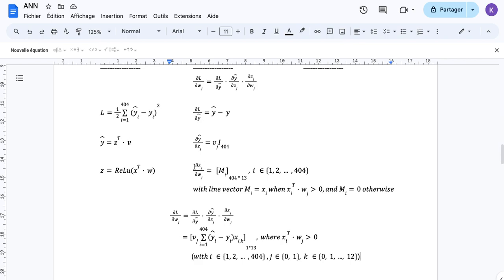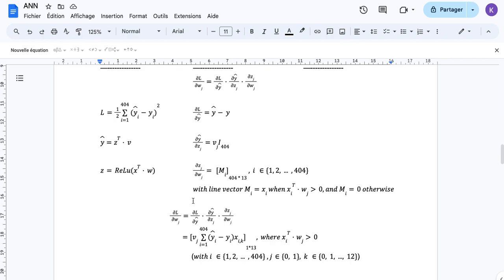Now the partial derivative of the neuron of interest's output with respect to its weights is equal to the input matrix, where all samples that give a negative dot product with the neuron's weight are cancelled out. So they are all replaced by 0. And this is due to the ReLU function, which essentially cancels the influence of such inputs.